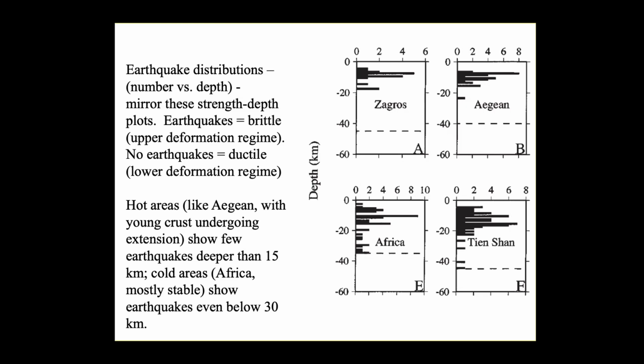It's a ductile regime. So again, hot areas like the Aegean, where there's young crust undergoing extension, show very few earthquakes deeper than 15 kilometers, whereas colder areas like Africa show deeper earthquakes. So you can use earthquake depths to sort of map where you are relative to the brittle-ductile transition.